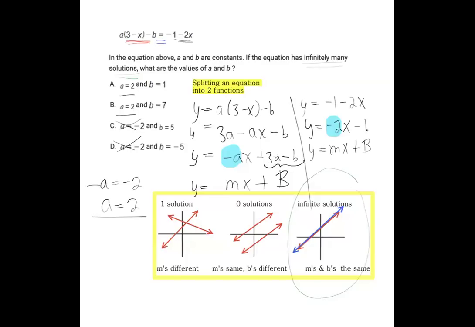3a - b and -1 are the two y-intercepts. And we know because there are infinite solutions that the y-intercepts have to be equal. So we can say 3a - b = -1. Now we already know that a is 2, so let's plug that in. 3 times 2 minus b is -1. 6 - b = -1. Take away 6: -b = -7. Multiply by -1, and b = 7.